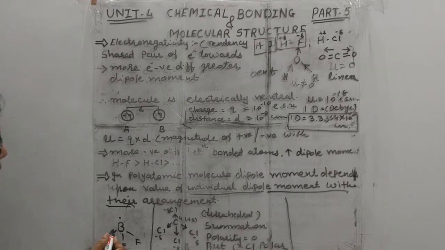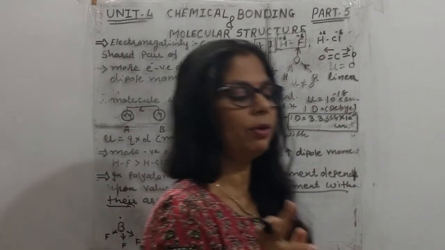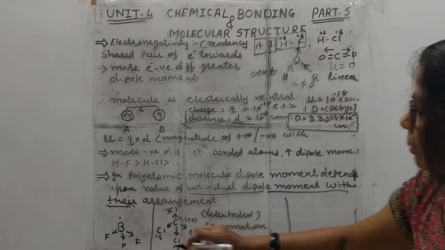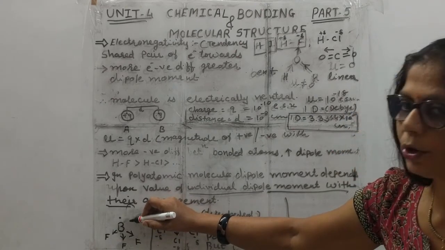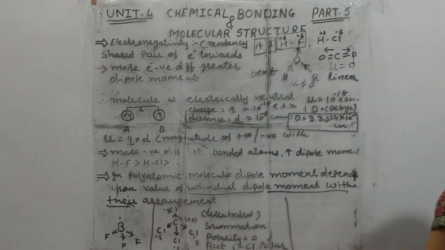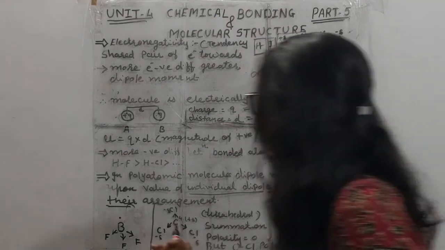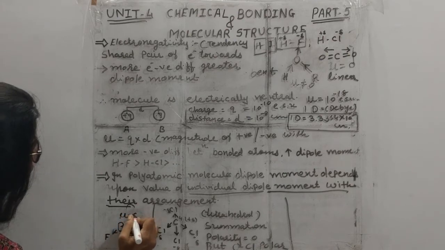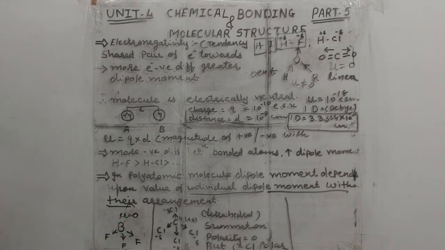So what does the fluorine do? Fluorine will take the shared pair of electrons towards its side, and here this boron has one electron which did not take part in the formation of the bond. So now what happens, students? All the 3 bonds just go towards the boron side, and the dipole moment mu is equal to 0. Dipole moment for BF3 is equal to 0.